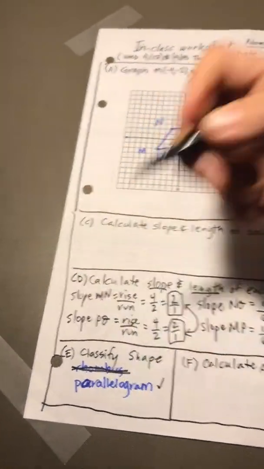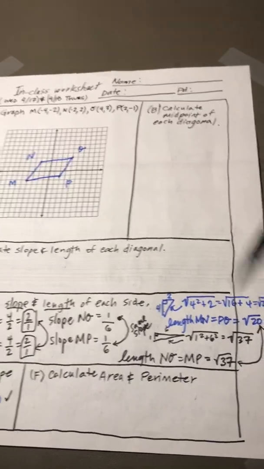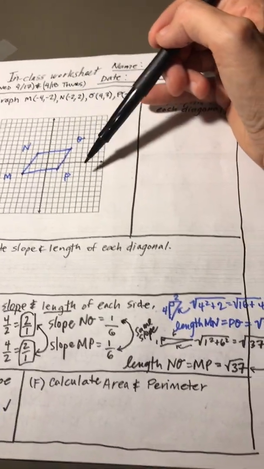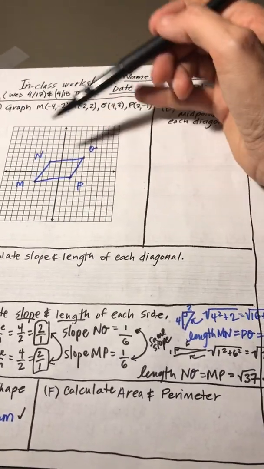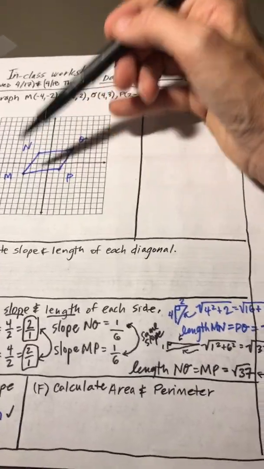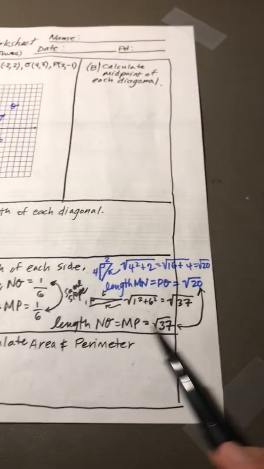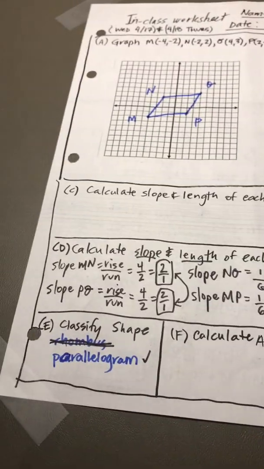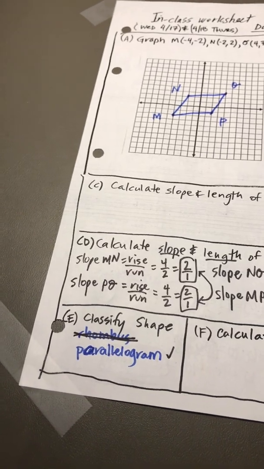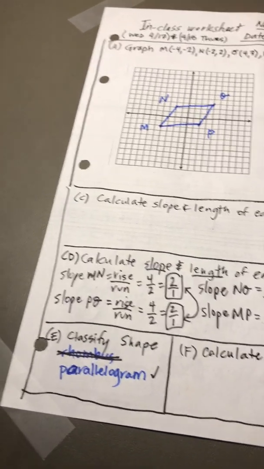If it were, it would be square root of 20, square root of 20, square root of 20, square root of 20, or square root of 37 all the way around. Square root of 37, square root of 37, square root of 37, square root of 37. Nope, that's not what we have. So, it's definitely got to be a parallelogram. I don't know what else it could be because of that.